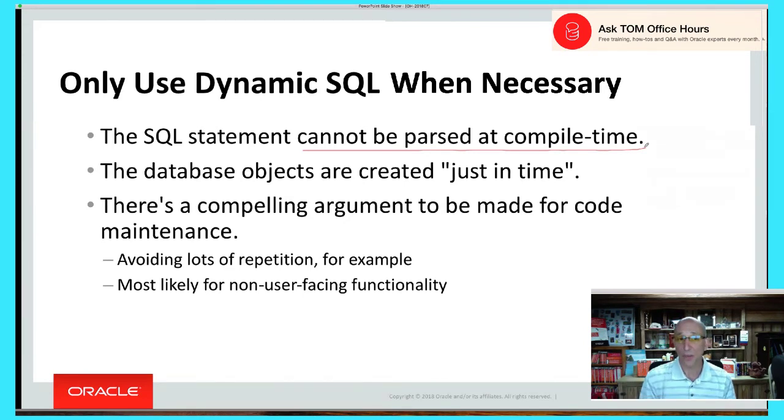Another example of this might be that database objects that you need to use are created just in time inside your code. So for example, you use dynamic SQL to execute immediate and create a new table, and then you have an insert into the table afterwards. Well, your insert statement has to be dynamic because the table might not be present until you run that program. That's probably a fairly uncommon scenario, but it's one of those cases.